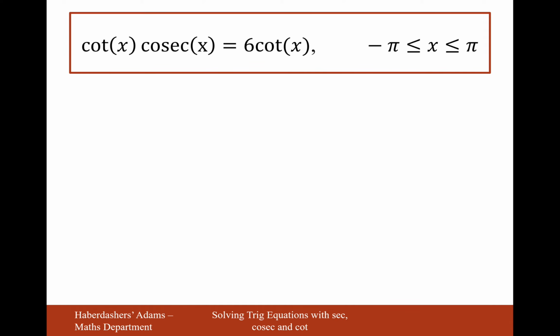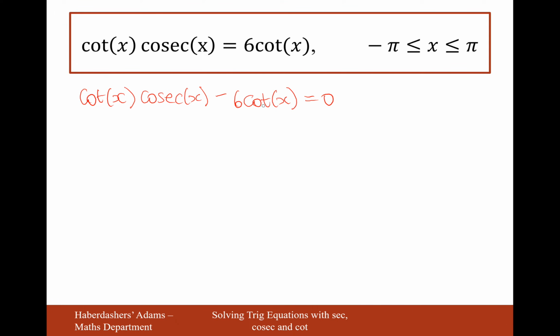Okay, let's move on to the next one, and this one's looking a little bit tricky. I think what I'm going to do here is, I've got cot on this side, cot on this side. I definitely won't be cancelling out the cots, because cots can sometimes be 0, and you don't want to ever cancel anything out that could potentially be 0, because you'll be dividing by 0, which you're not allowed to do mathematically. So what I'm going to do with this one is I'm going to bring everything onto the left-hand side. And then it would be taking away 6 cot x equals 0.